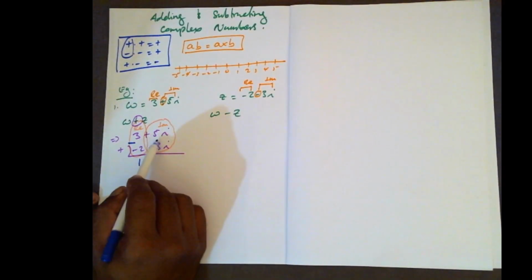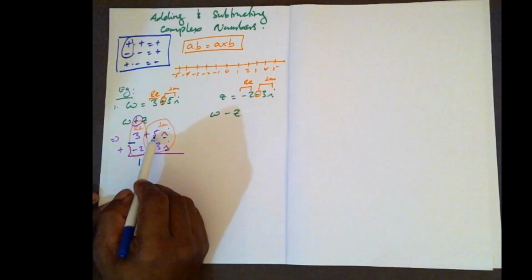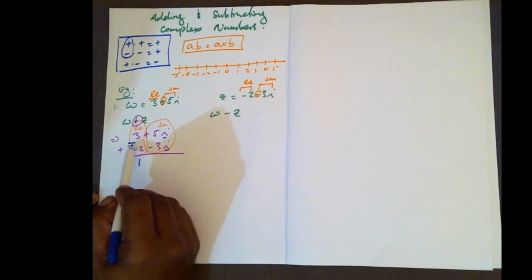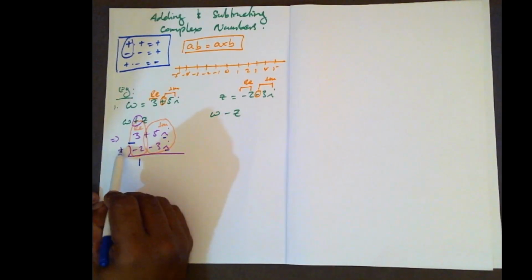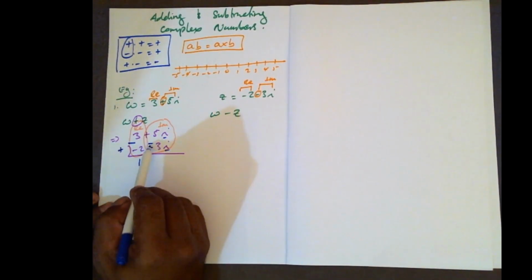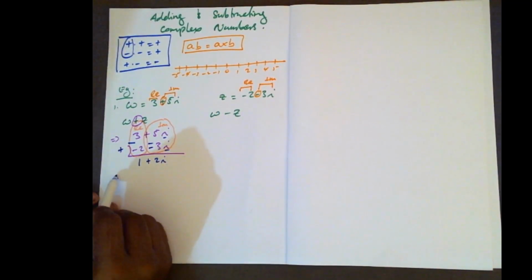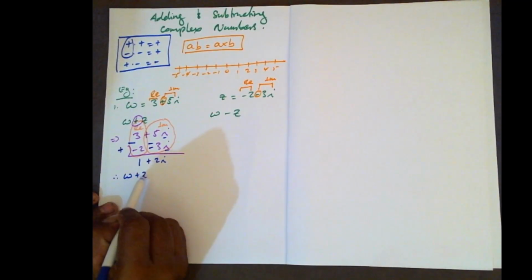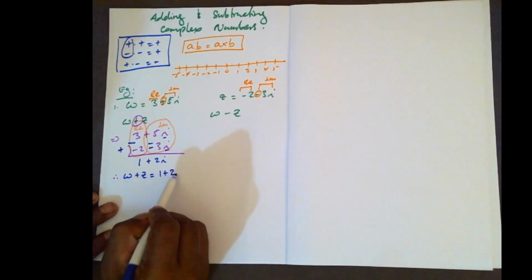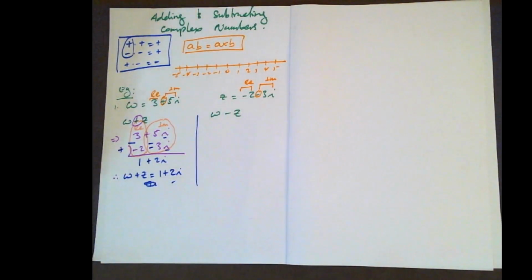5i. Since they are like terms, I can say that this is apple and apple. We can add apple and apple since they are like terms. So 5 apple, plus negative, since positive times negative is negative. So 5 apple minus 3 apple is positive 2 apple. Therefore omega plus z is equal to 1 plus 2i. That's how we add complex numbers.